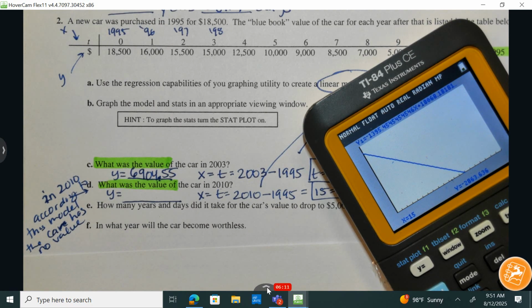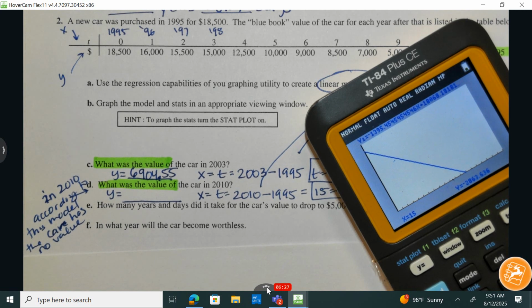In 2010, according to this model, it's important that you say according. By the way, in AP Pre-Calculus, just an answer with no explanation gets you 0 points, not even a half of a point. That's how it is graded. So it doesn't have to be a long statement. It can be very short. We're not looking for correct grammar. But in 2010, according to this model, the car would have no value.